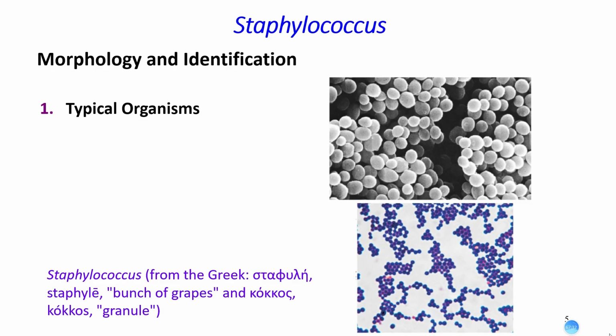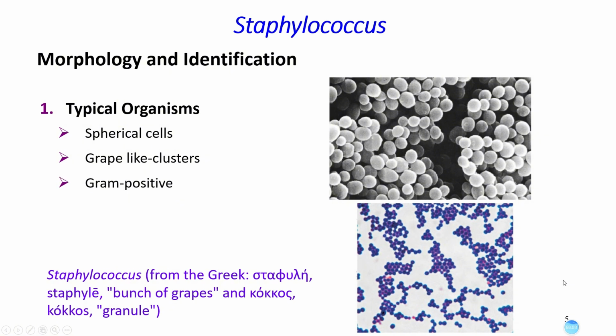After gram staining, you can see the bacteria like this. And this is the scanning electron microscope image. You can see these bacteria grouped together to form irregular clusters. That's the Staphylococcus. Here are some typical characteristics. They are spherical cells. They group together like grapes, and they are gram-positive.